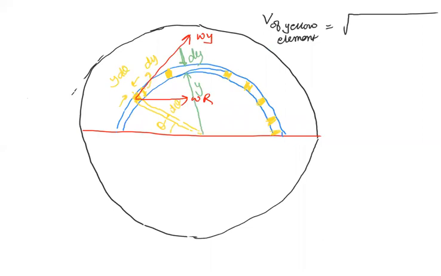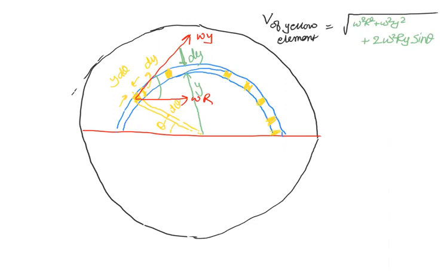Okay, so the kinetic energy of the yellow element, first I'm finding the velocity, then I'll talk about the kinetic energy, will be equal to omega square r square plus omega square y square plus twice omega square ry multiplied by cosine of this angle. What is this angle? Can somebody tell me? What is this angle? 90 minus theta. Cosine of 90 minus theta is sine theta.